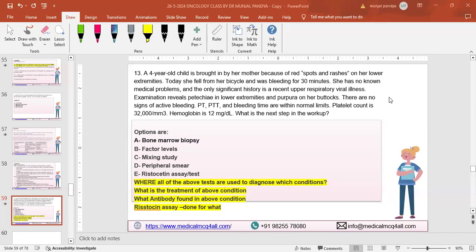Sir, it is an ITP case. Active bleeding, PT and APTT are within normal limits, bleeding time is within normal limits. So that's all well, doctor. Now what do you want to do?